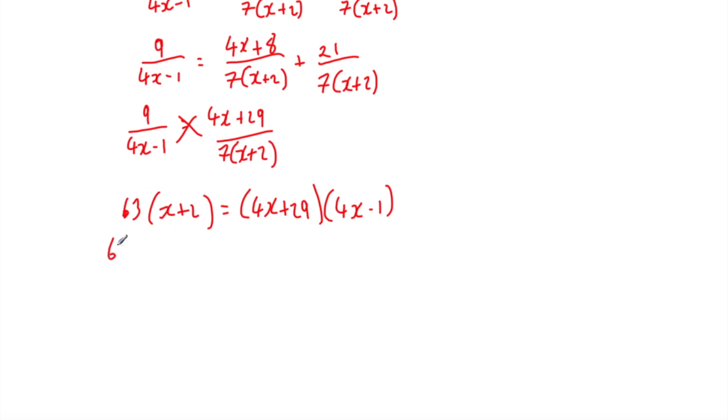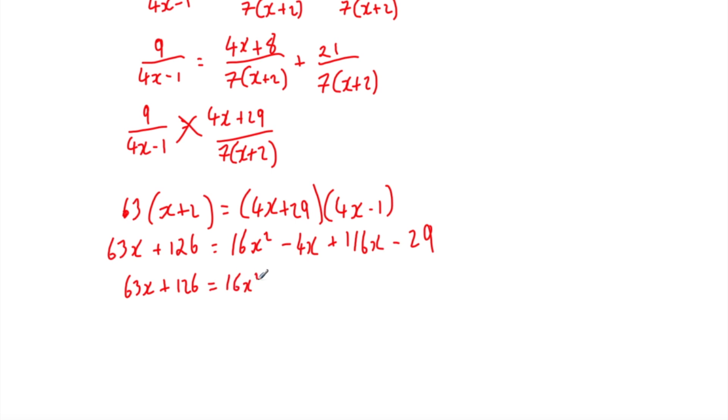Now let's expand our brackets. 63 times x would be 63x, and then 63 times 2 would be 126. Then on the right hand side of the equation, 4x times 4x is 16x squared. 4x times minus 1 would be minus 4x. 29 times 4x, well, this is a calculator question, so I'm just going to quickly do my calculator. That's 116, so plus 116x. And then 29 times minus 1 is minus 29. Okay, so we've now got to this point. Let's simplify these. So minus 4 plus 116 is 112. So we're going to get 63x plus 126 equals 16x squared plus 112x minus 29.